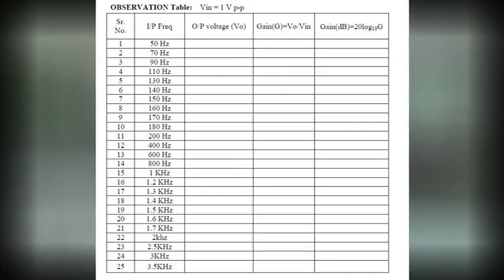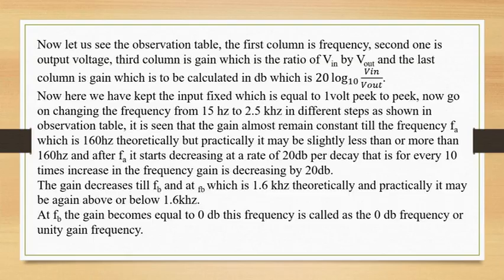Now let us see the observation table, in which we have first column, which is frequency, second column output voltage, then third column is gain, which is the ratio of V0 by Vin, and the last column is gain you are calculating in dB, which is 20 log of V0 by Vin to the base 10. Now here we have kept the input fixed, which is equal to 1 volt peak to peak. Now you go on changing the frequency from 50 Hz till 2.5 kHz in different steps as shown in the observation table.